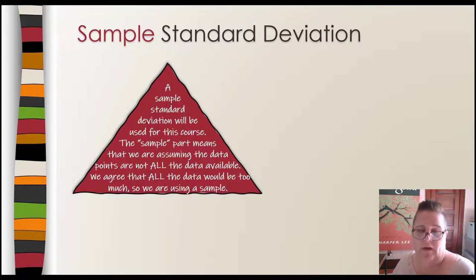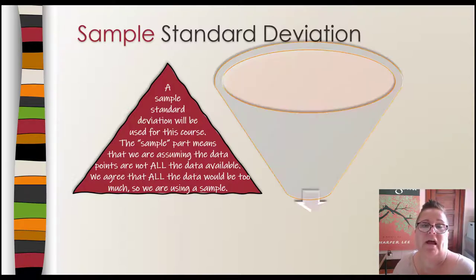For example, I think I've said before, if we were taking the height of all of the point guards that have ever played basketball, in order to do a standard deviation of that, a population standard deviation would take every point guard ever. We're not doing that. We would be taking a sample standard deviation. And that sample standard deviation has 4 main parts to the formula.